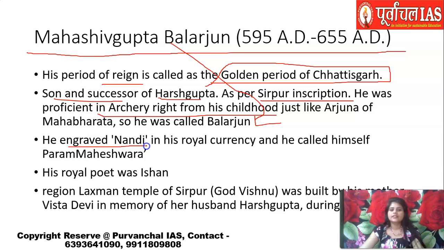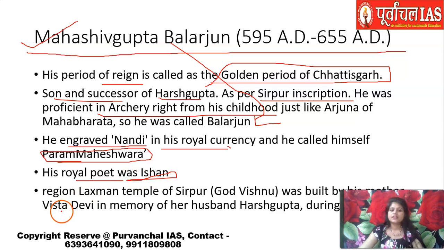He engraved Nandi in his royal currency. I hope you know Nandi, the Nandi bull, Shivji's Nandi, and that was engraved by Mahashiv Bala Arjun in the royal currency, and that is why it is said that he followed the Shiva sect. The other rulers basically followed the Vaishnava sect, but he belonged to the Shiva sect. And he called himself Param Maheshwar. So the title that he took on himself is Param Maheshwar. He had a royal poet in his court named Ishan.